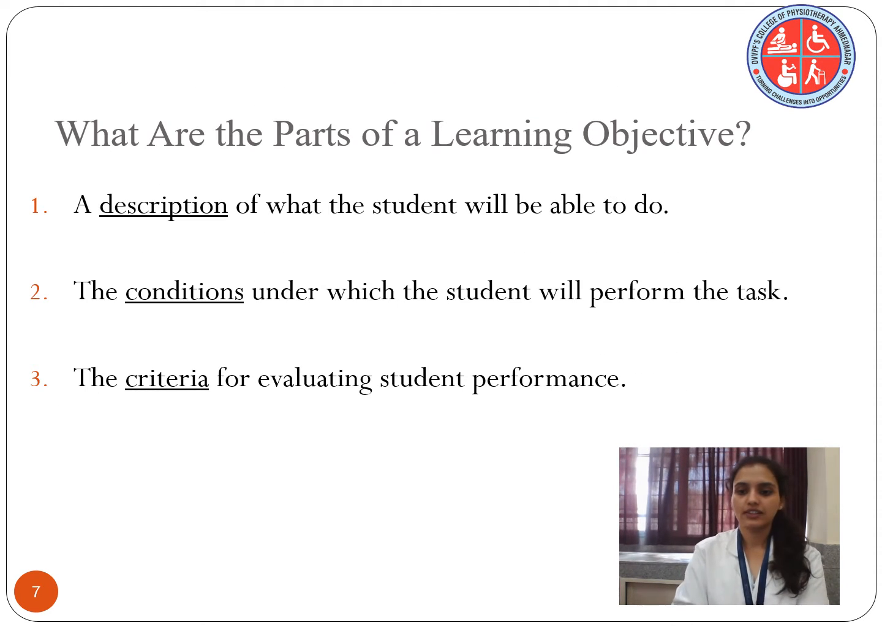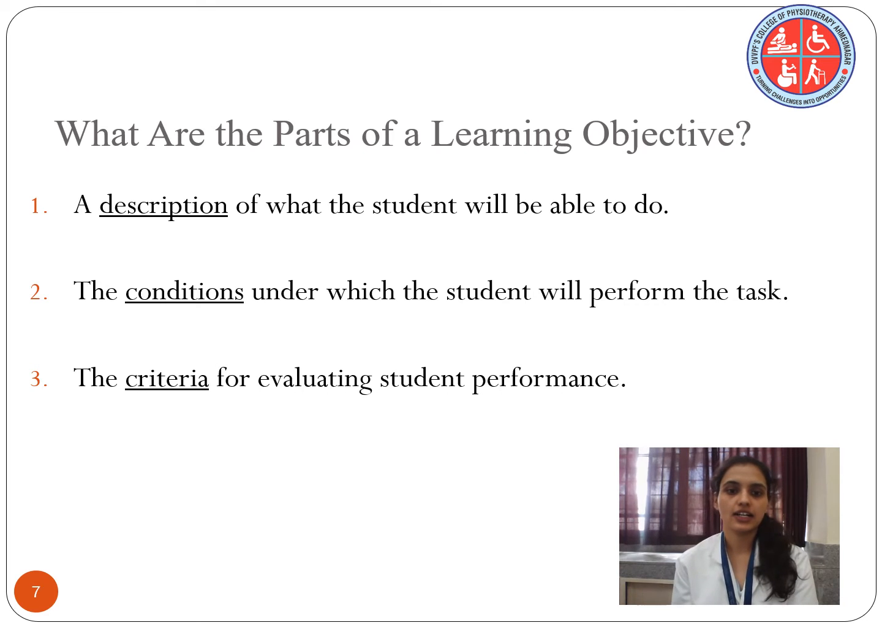So what are the three parts of the learning objectives? One is a description, second is a condition, and third is a criteria. So what is a description? A description of what the student will be able to do, like they are going to learn about or they are getting the knowledge about. So it is a description about the lecture.